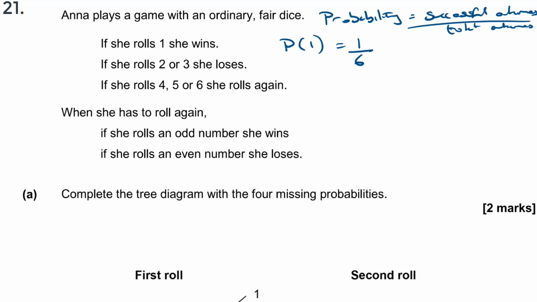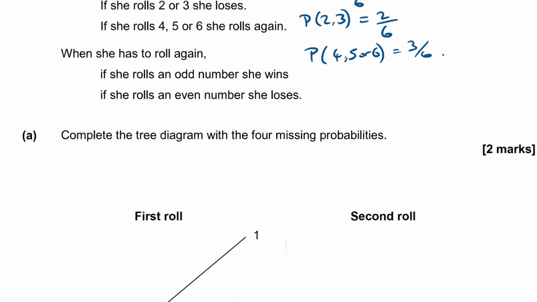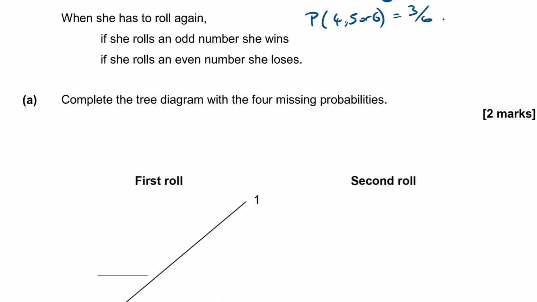Probability that she gets a 2 or 3, that's going to be 2 out of 6. And then probability she gets 4, 5, and 6 is going to be 3 out of 6. Okay, so when she rolls again, if she rolls an odd number, she wins. Well, there are 3 odd numbers, 1, 3, and 5. So the probability that it's going to be odd is 3 out of 6. And then the probability that she rolls an even number is also going to be 3 out of 6.